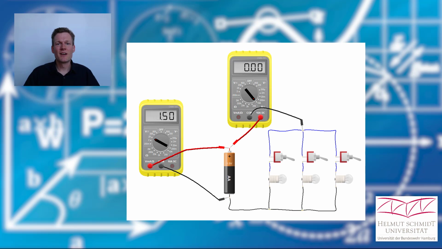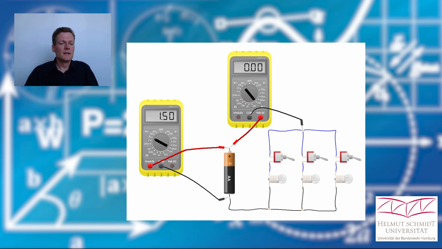Let's do an experiment. I do it with a simulation program because it's easier to see what happens for you. So I have a voltage source there, and this voltage source is a battery. And our left measurement device measures the voltage and it's 1.5 volts. And then I have a load circuit there. There are 3 switches and I can switch on up to 3 lights. And our second measurement device will measure the current that flows through our lamps.